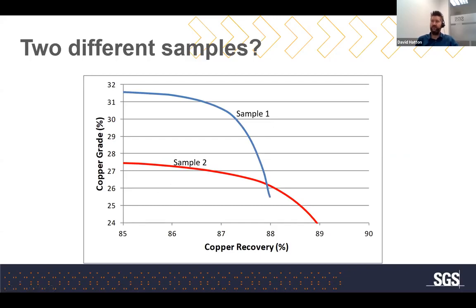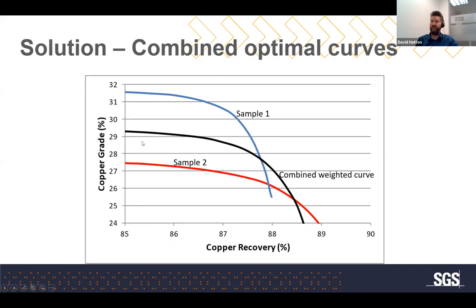So what do we do with 2 different samples? If we have sample 1 and sample 2 over here, we want to be able to combine them and get the best possible combined weighted curve. And that's what's shown in black here. So what we've done is we've just considered each of these samples equally weighted, and when we combine them with the right points in each, we get this black curve.